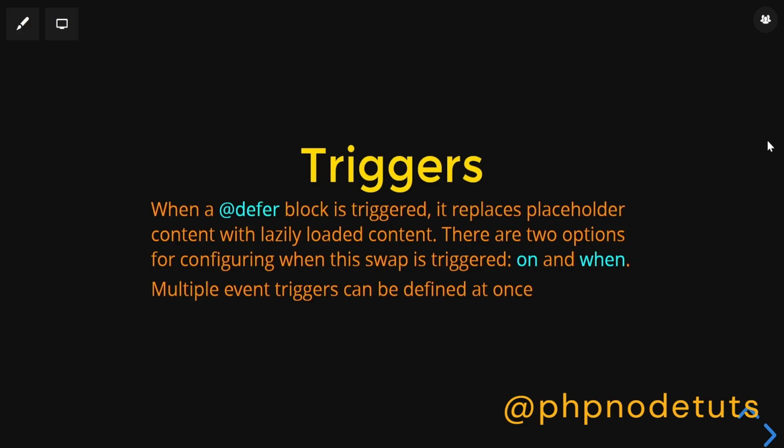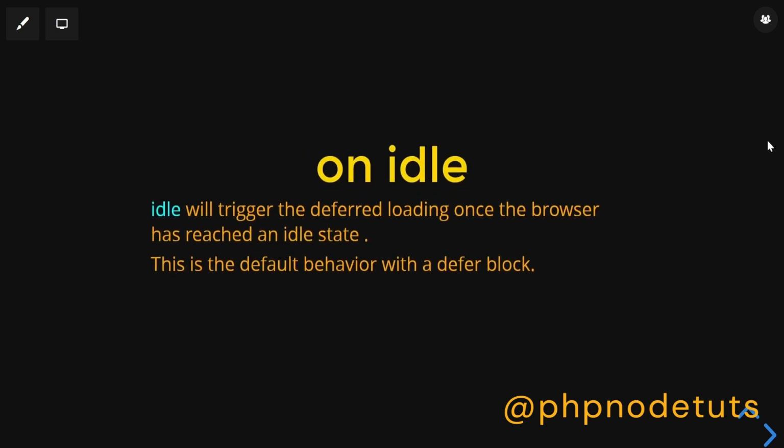Triggers provide conditions for when defer loading occurs. When a defer block is triggered, it replaces placeholder content with lazily loaded content. There are two options for configuring when this swap is triggered, on and when. Multiple event triggers can be defined at once. Idle will trigger the deferred loading once the browser has reached an idle state. This is the default behavior with a defer block.